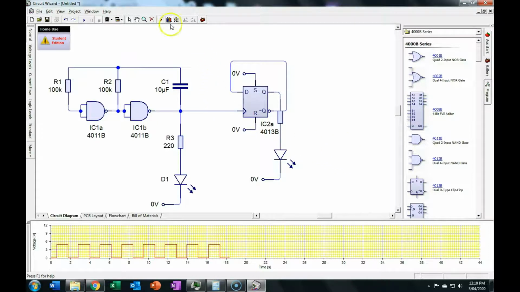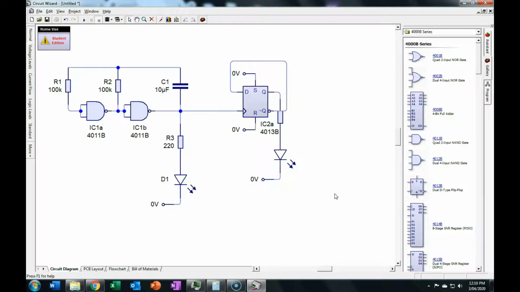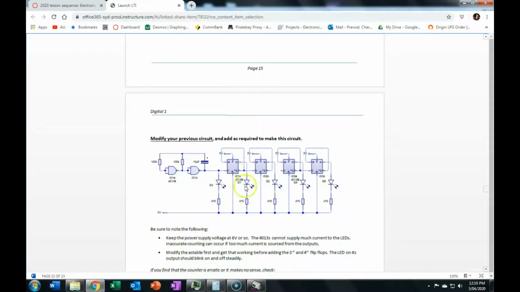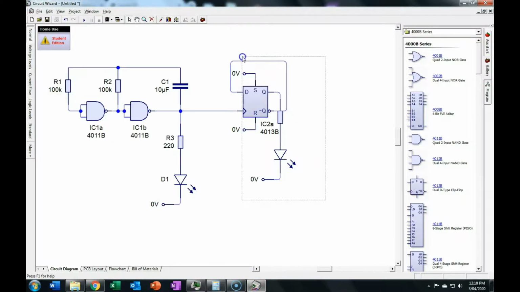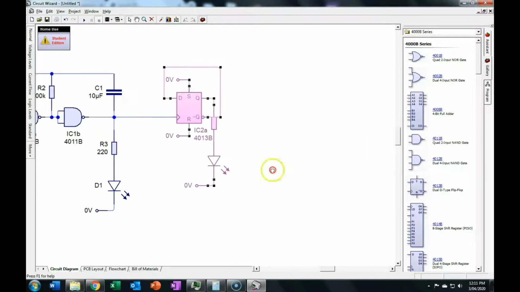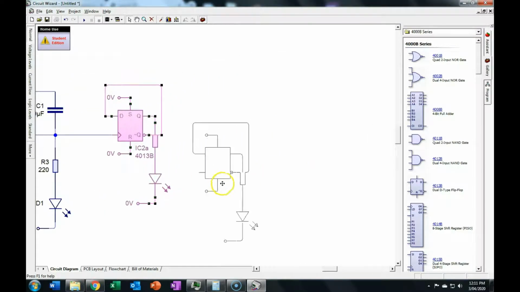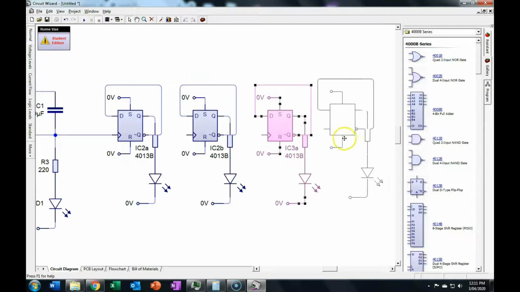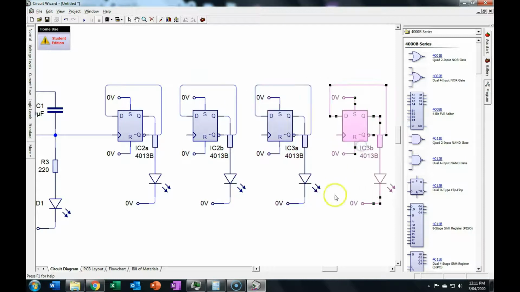Okay, so let's. Now what I'm going to do, if you have a look at this diagram here, you can see that each of these stages here are just the same thing, and they're connected together. So what I'm going to do is just copy and paste the relevant parts, so I don't have to remake every one. And there we go.